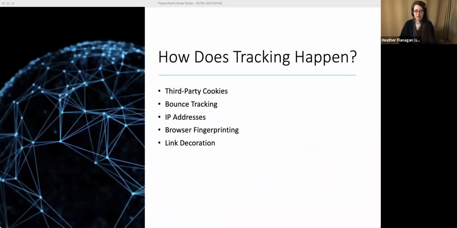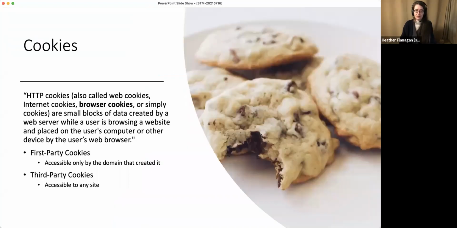Let's talk for a minute about, well, okay, how does tracking happen at the big web level? So you've got things called third-party cookies. You've got things called bounce tracking. There's IP addresses, browser fingerprinting, and link decoration. So many ways to identify users across the web. So let's start with cookies, because cookies, in a way, are the most tractable of the problems that are causing the hidden tracking of users.